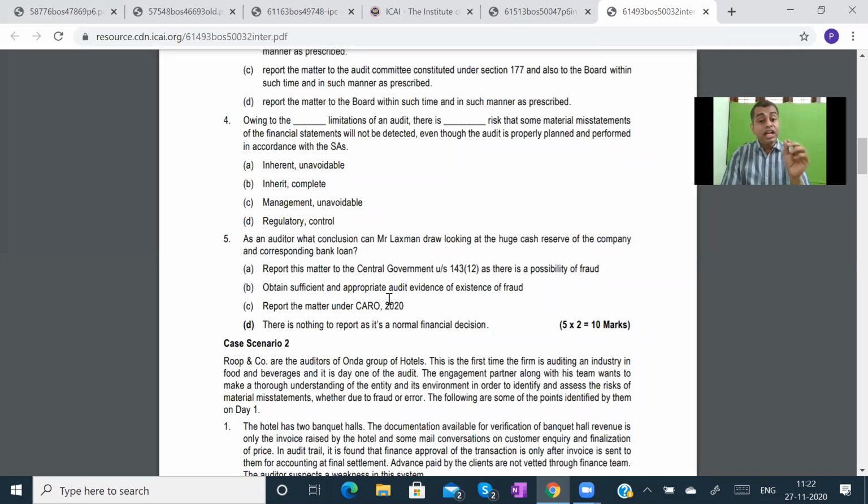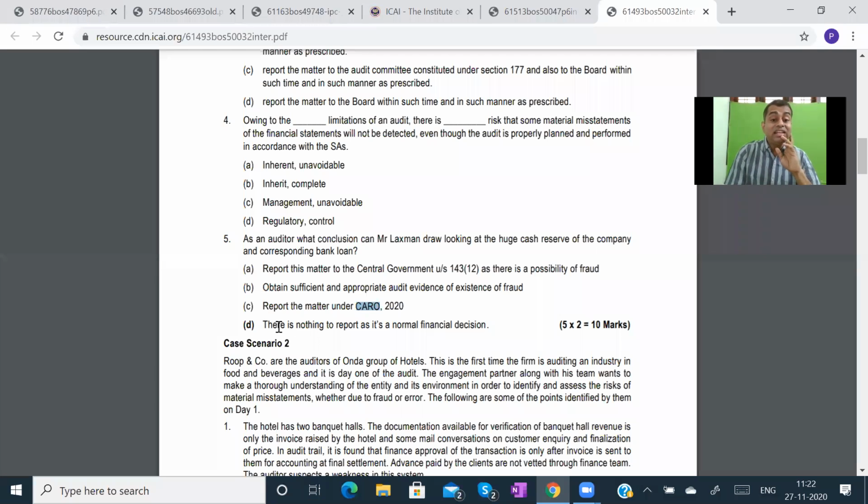Then B: obtain sufficient and appropriate audit evidence of existence of fraud. Is there a fraud? Obtain sufficient appropriate audit evidence. This is B. C: report the matter under CARO. Under CARO, will you report this? Remember, in CARO, the frauds are there, no? They are the frauds on the company or the frauds by the company. Is the company doing a fraud here? Is any officer or employee of the company deceiving the company? Is the company a victim? Is the company deceiving any third party? No, actually, CARO reporting will not come into the picture here.